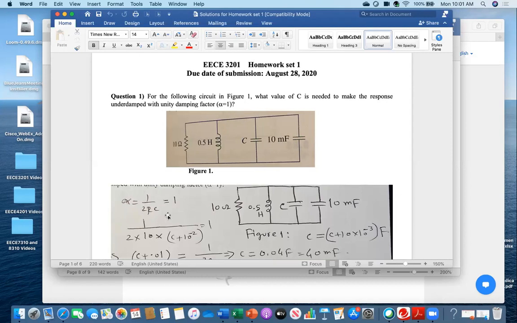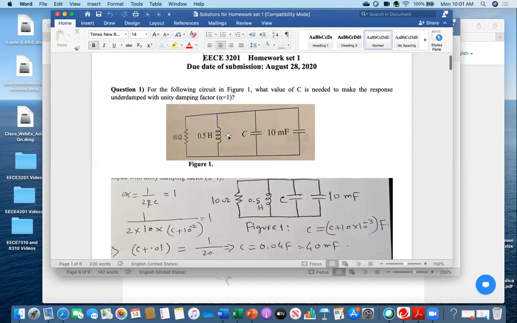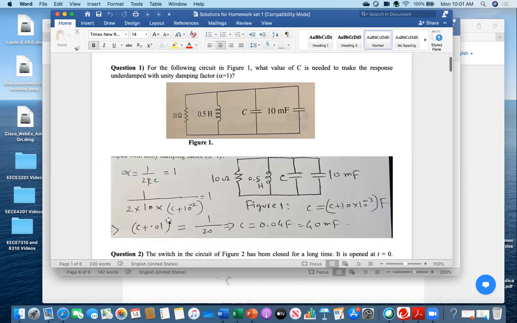So what is my 2RC? This is 2, this is the R value 10, and C is C plus this one. I did C plus because this one is 10 millifarad. And then from here you just find out C. So the result is C is 40 millifarad. This will be the correct result. You might express it in farad, but this is 40 millifarad. I think everybody is able to do that, right?